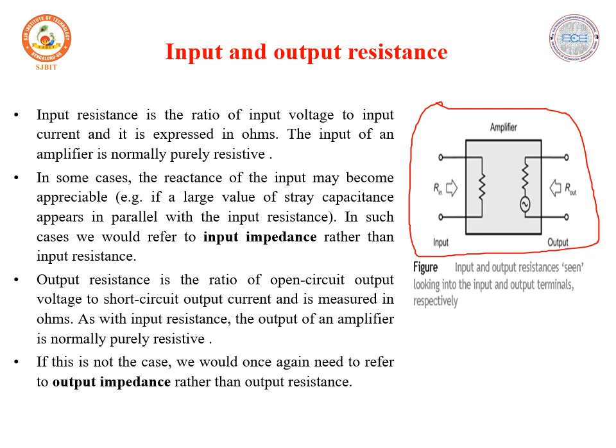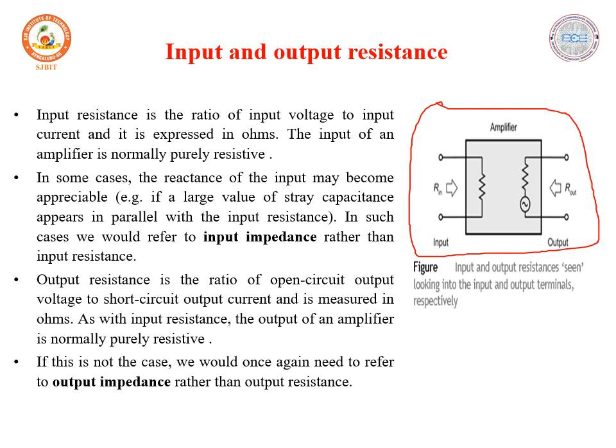In some cases, the reactance of the input may become appreciable. In such cases, we would refer to the input impedance rather than input resistance. When you are considering only the resistance part, you can write input resistance. When the reactance part comes into the picture, instead of resistance, we can call it impedance.